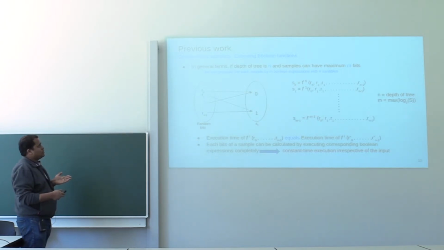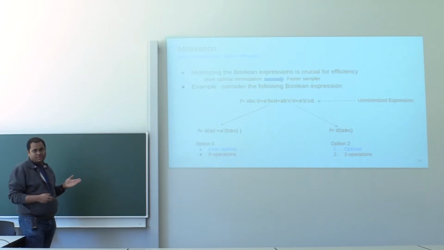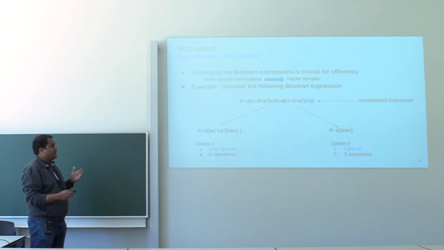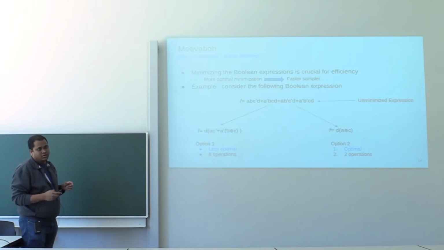So yeah, this is our previous work. You can understand that the efficiency depends on how fast I can execute these Boolean expressions. And of course, that's why we have to do a very good minimization on each of these Boolean expressions.